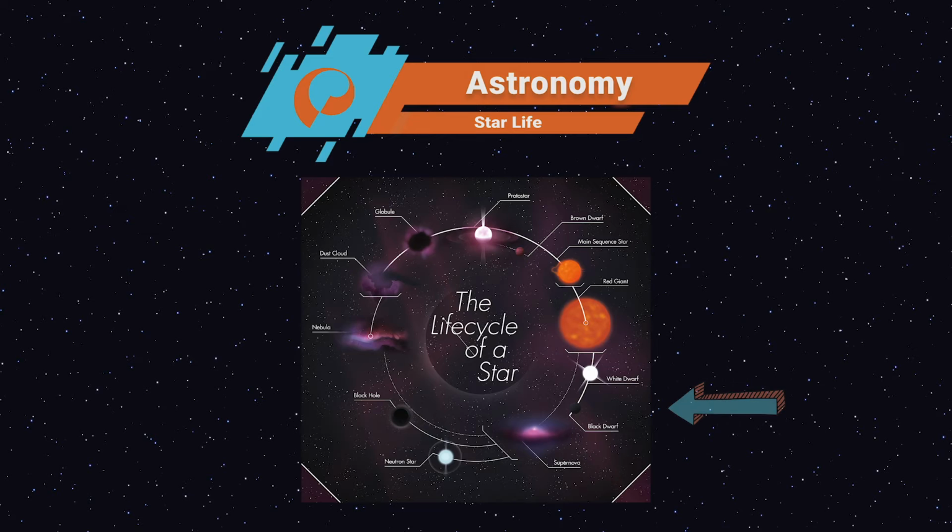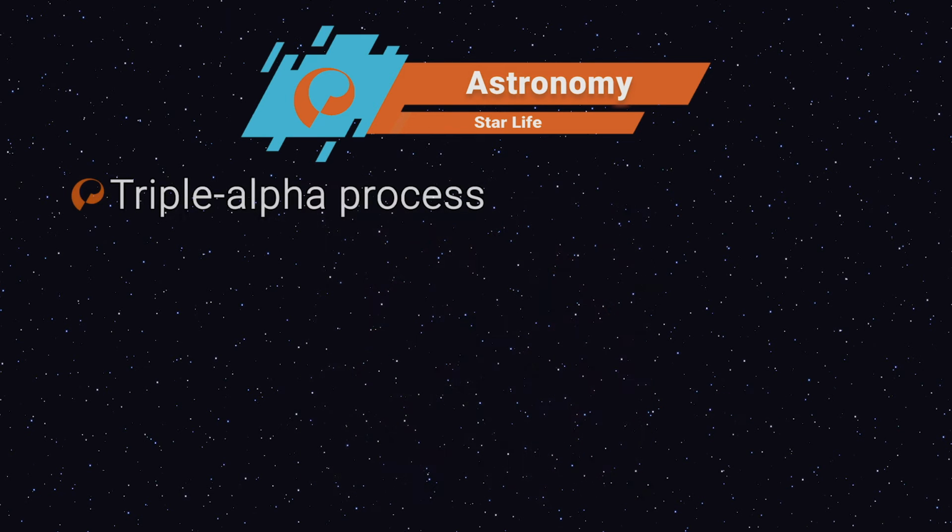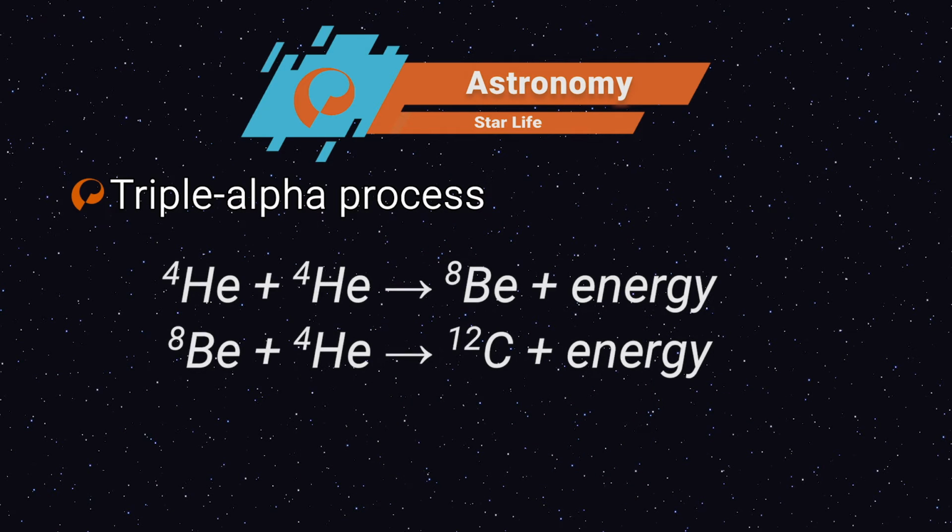As more and more helium falls into the core of the star, the increased pressure causes helium to fuse into carbon in the triple alpha process. 4He plus 4He translates to 8Be plus energy. 8Be plus 4He translates to 12C plus energy.